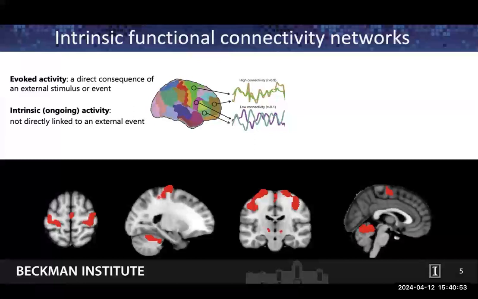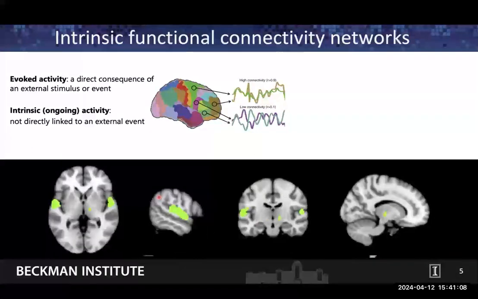But here the participant is not doing anything whatsoever, and yet these brain regions are spontaneously active and their activity is correlated over time. So they built a cohesive network even in the absence of external motor movement demands.